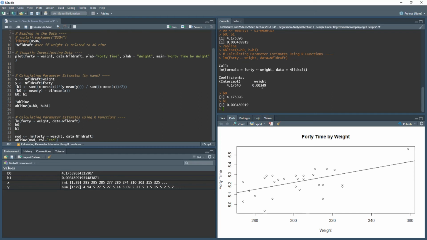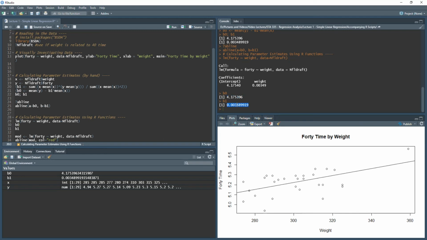On that note, let's go on and try to interpret these values. Recall that our interpretation of B0 is the intercept. So if you had a weight of 0, your 40 time would be 4.175 seconds. That's the statistical interpretation on average. However, meaningfully, we know that nobody has a weight of 0, so this doesn't really mean anything, and we can talk about how to center this variable in a moment.